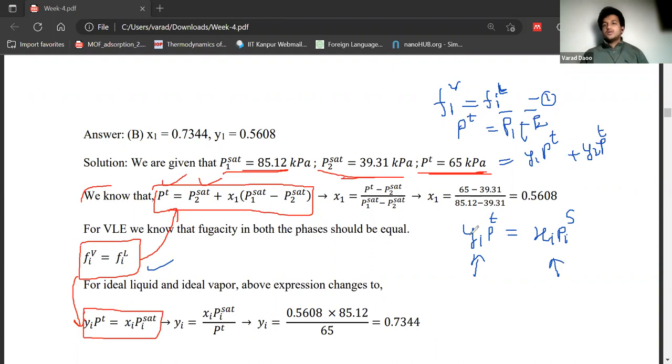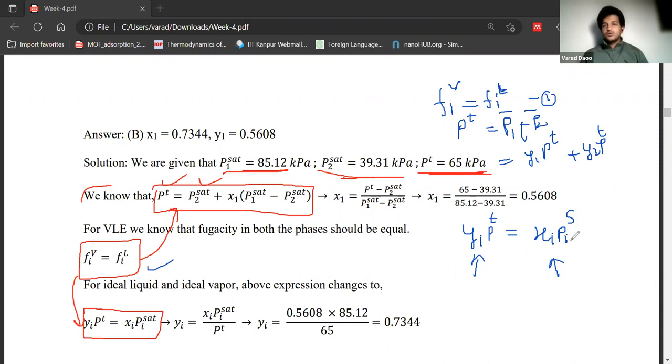If the vapor would have been non-ideal, we would have added the fugacity coefficient phi here. Let me write it in a different color. If the vapor would have been non-ideal, we would have added phi here, and if the solution would have been non-ideal, we would have added the activity coefficient here. But because both our vapor and liquid are ideal, we'll be putting it like this.